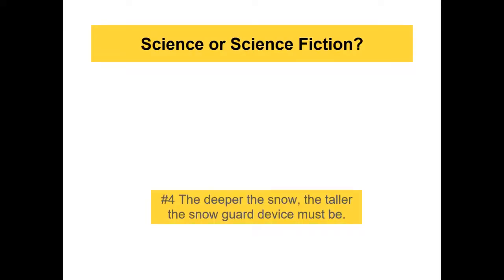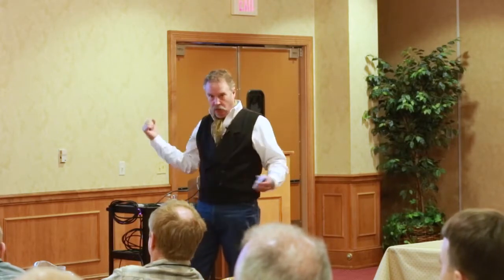Myth number four, the deeper the snow, the taller the snow guard has to be. You probably run into that. Well, it really snows. I mean, we get 5 feet. So we don't want this little one, we've got to have, you know, a bar. We need 3 or 4 bars, like a big fence.